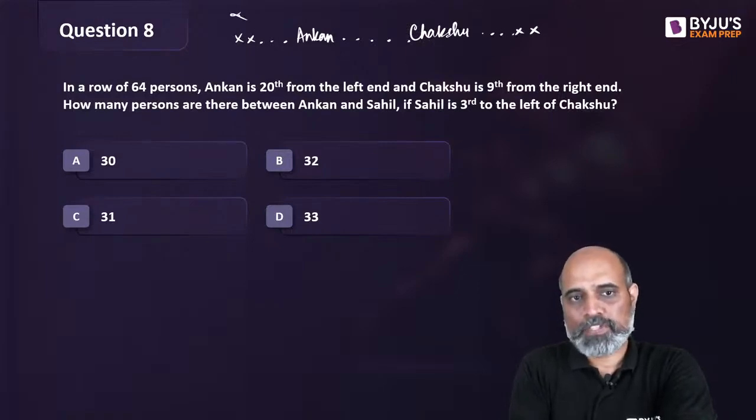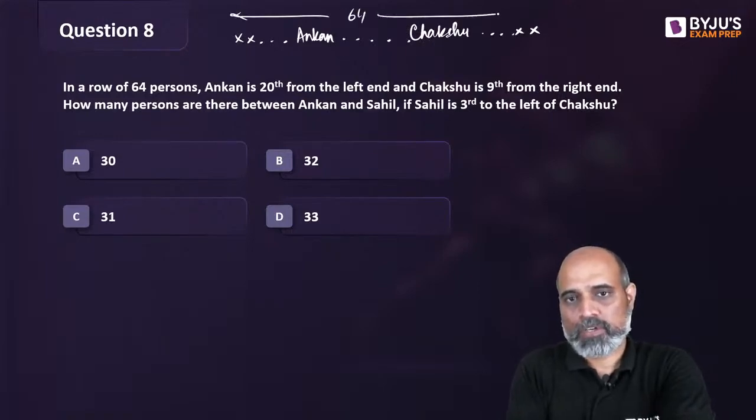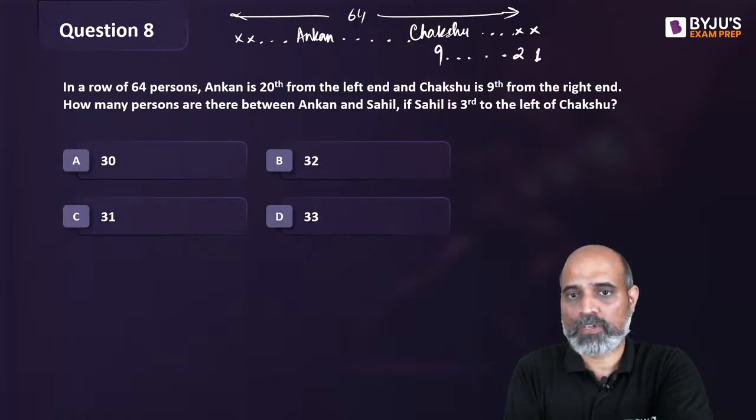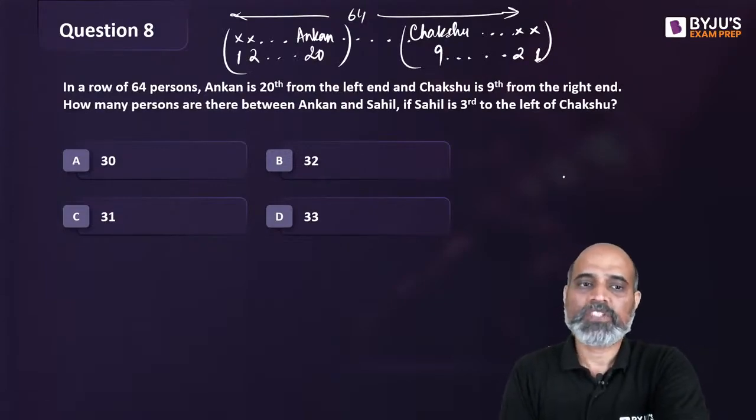We have a total of 64 people, out of which Chakshu's rank from the right is 9th. So this is first, second, and so on. This is the group. And Ankan's rank from the beginning is 20th. How many persons are there between Ankan and Sahil?